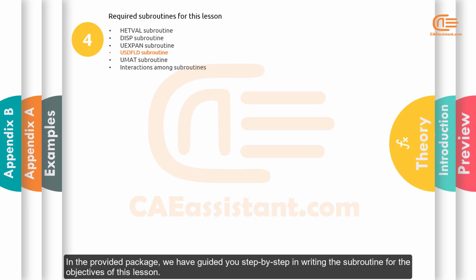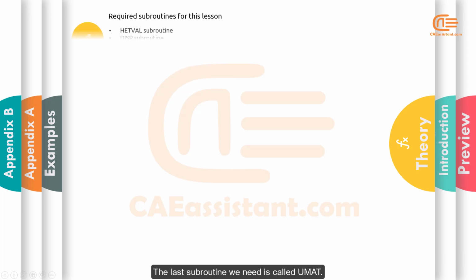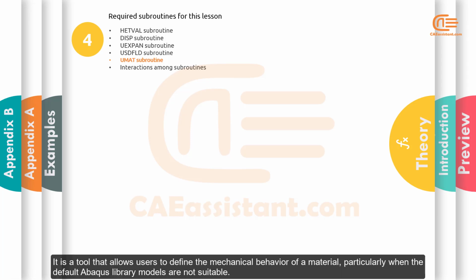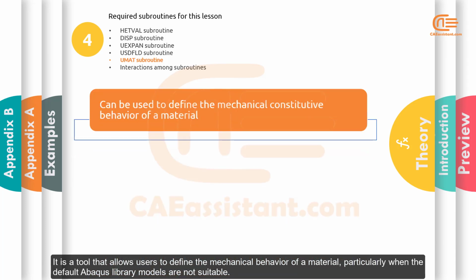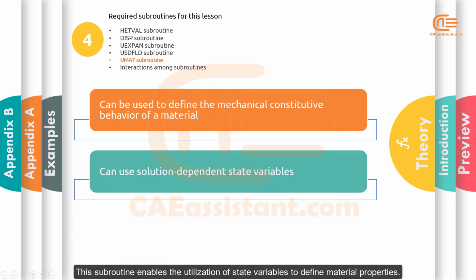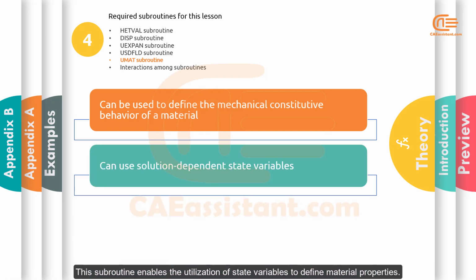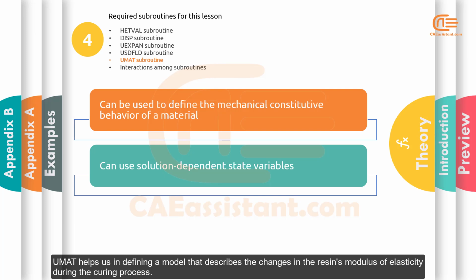In the provided package, we have guided you step by step in writing the subroutine for the objectives of the lesson. The last subroutine we need is called UMAT. It is a tool that allows users to define the mechanical behavior of a material, particularly when the default Abaqus library models are not suitable. This subroutine enables the utilization of state variables to define material properties. Such a feature is essential for simulating the curing process.